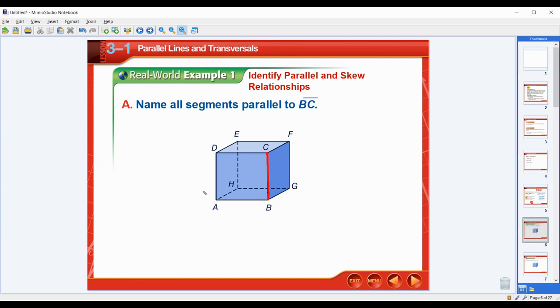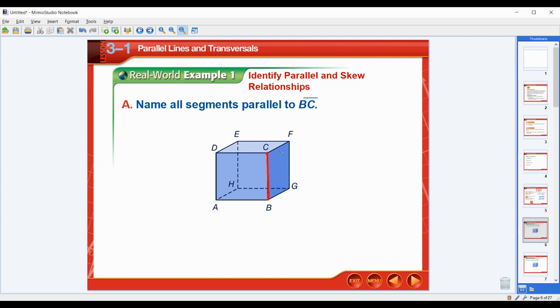Really, anything that goes from side to side or anything that intersects is not going to be parallel. So we won't have anything parallel that includes a B or a C, because if it included a B or a C, that would mean they are intersecting, because those lines would run straight into them. For example, AB runs straight into B. So anything that has a B or a C in it should not be on this list.